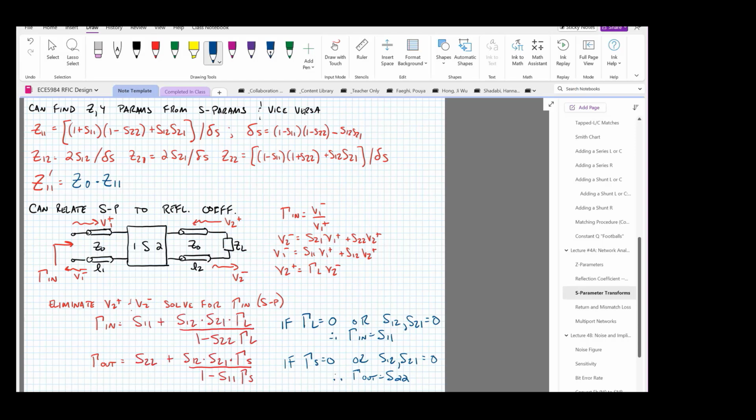So where we're going with this is that we have the ability in all of our RF simulators to do something called an S parameter simulation. The S parameter simulation is going to be able to tell us, or at least relate to, input and output impedances and gains.